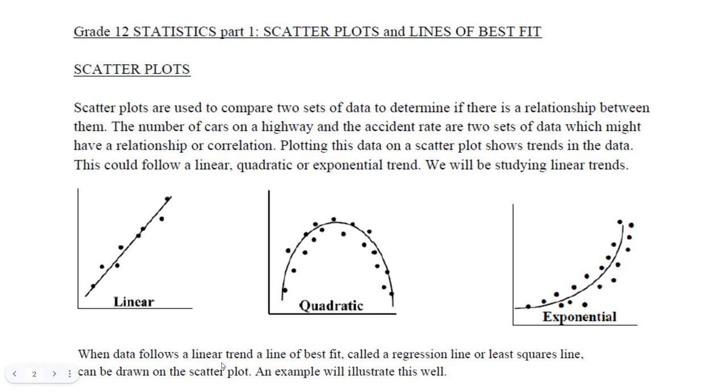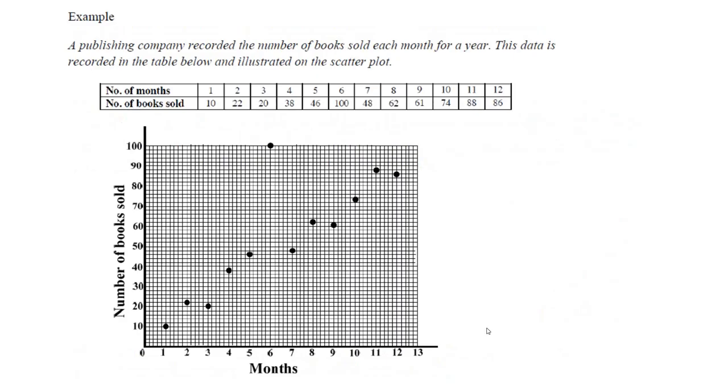When data follows a linear trend of best fit, the regression line is called the least squares line. It can be drawn on a scatter plot. Now, maybe it looks like this, but this is a different type of data. This is months and the number of books sold. What we're going to do is take all these numbers and learn how to put them into our calculator in a special way. These are all the x values, and these are the y values. We put them in, and our calculator is going to give us this gradient, 6.9, and this y-intercept.